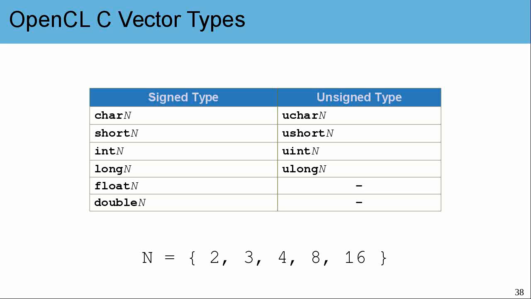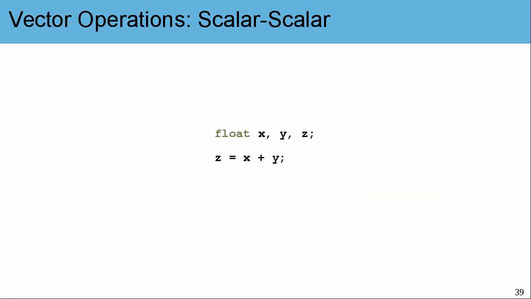So we can do signed types or unsigned types. There is no unsigned char2. You have to do uchar, something like this. So it doesn't look too bad so far. So let's take a look. What happens when we do vector operations? If we have two scalars here, x and y are both scalars, just single 32-bit floats, and we're assigning to a z, well, this is the same as traditional C. You haven't learned anything here. This is not a big deal at all.